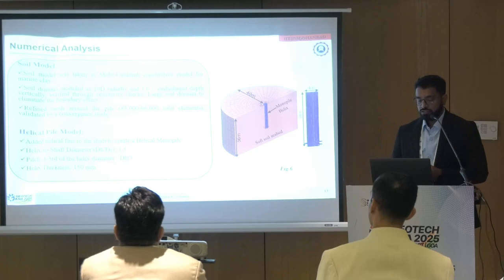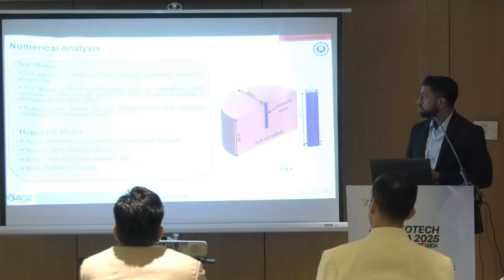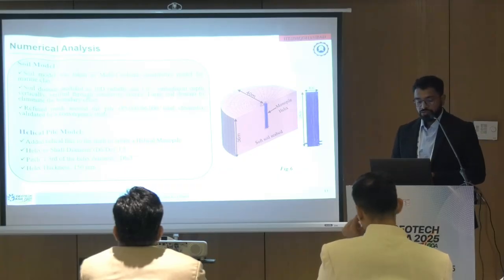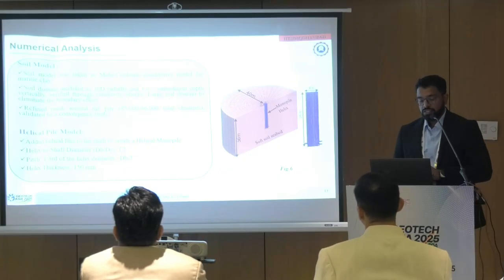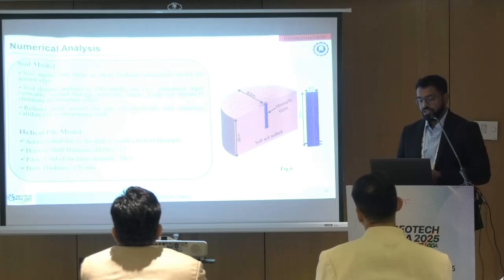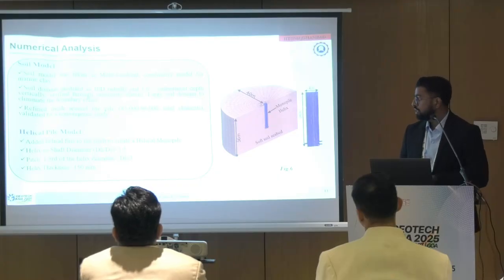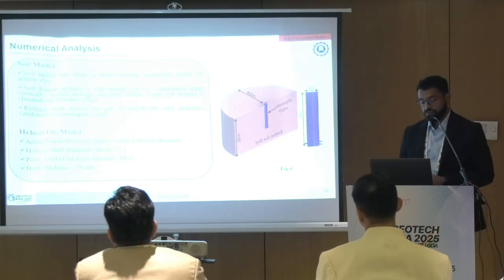Coming to the soil model, it was taken as the Mohr-Coulomb constitutive model for marine clay, and the soil domain is verified through a sensitivity check. A large soil domain was used to eliminate the boundary effect, and the refined mesh of 96,000 total elements was validated by a convergence study. Coming to the helical pile, the helix to shaft diameter is taken as 1.5 meter, the pitch is 1/3 of the helix diameter, and the helix thickness is 150 mm.